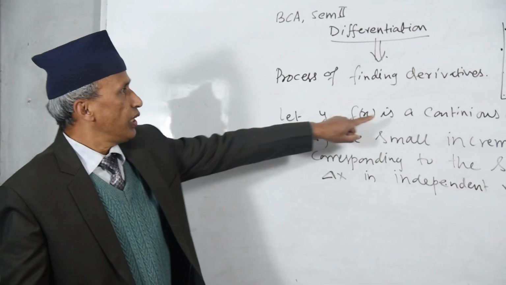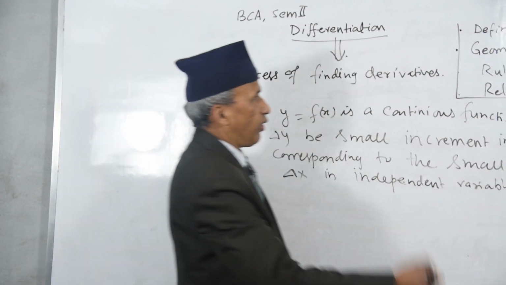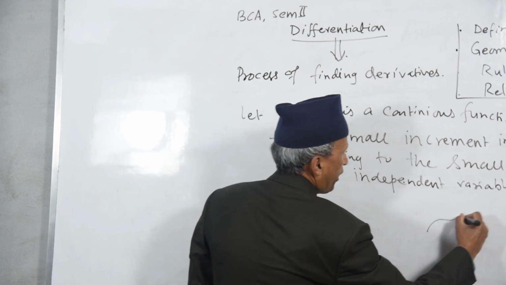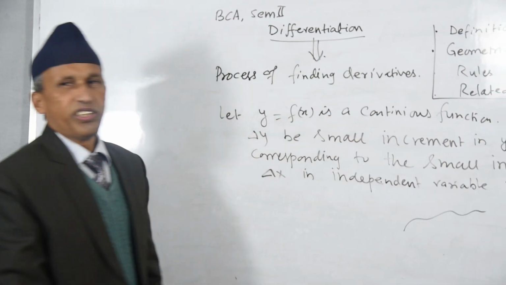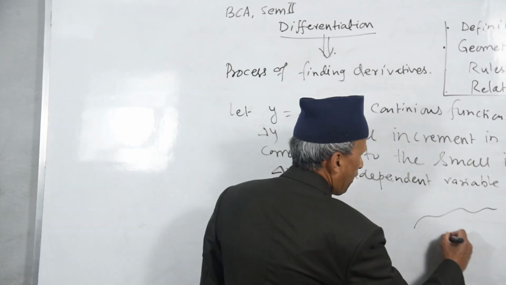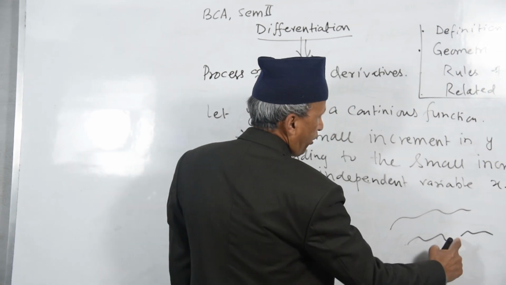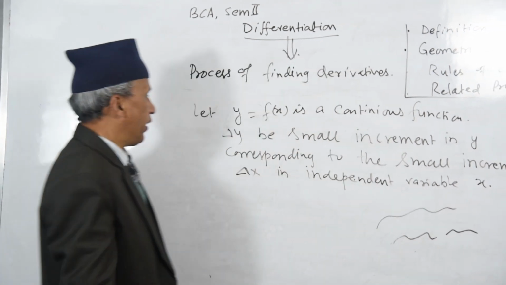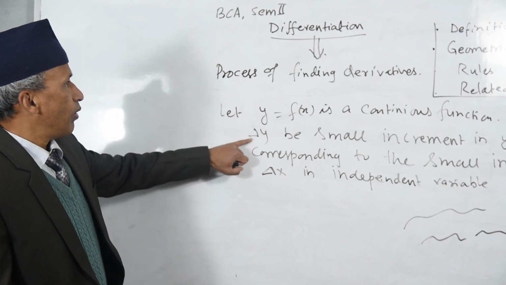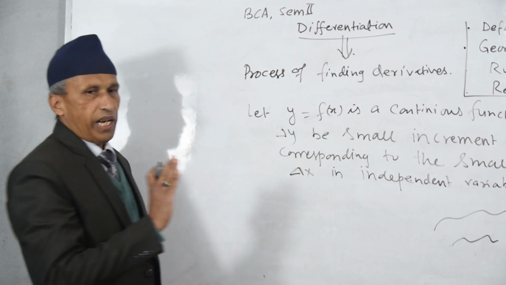So we have a function. It should be continuous. You have already studied continuity. Any curve, if you draw it without lifting, it is a continuous curve. There is no break. If there are some breaks, like this one, then it is not a continuous function. So if y = f(x) is a continuous function, delta y is a small increment in y and delta x is a small increment in x.